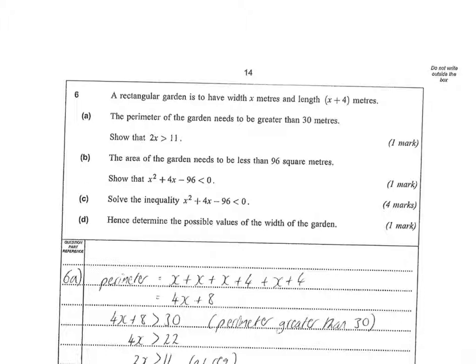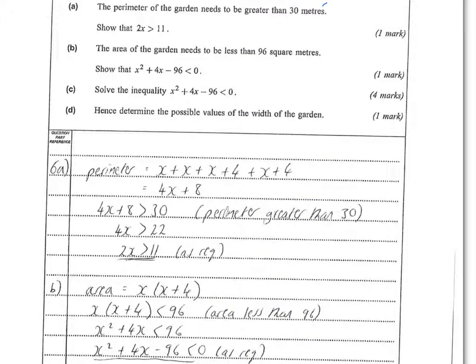Question over here, you've got to form various inequalities. The first part, the perimeter is greater than 30 meters, so the perimeter, if it's a rectangle, will be 2x, x plus this, plus this, plus this. You can see that results in this line, which simplifies to that, and we know that's greater than 30, and that will simplify further to the final answer.